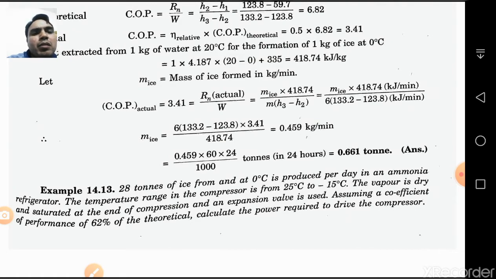In that question, the compressor inlet temperature is minus 15 degrees Celsius and the outlet of the compressor temperature is 25 degrees Celsius. Okay, we have to define the output.